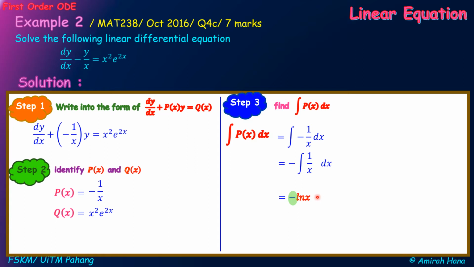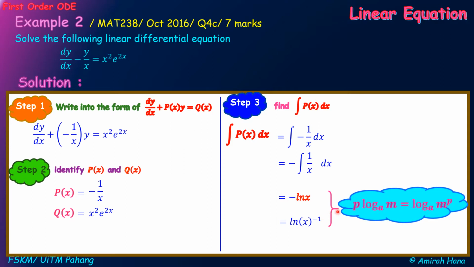After that, we have the coefficient of ln equal to negative, so we need to move it up to the power here. So we have positive ln x to the power of negative 1 here. This comes from the properties of log: p log a^m equals log a^m to the power of p. We can move a constant in front of ln up to the power.